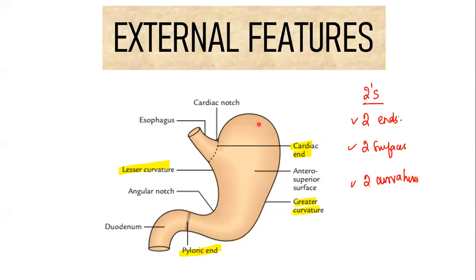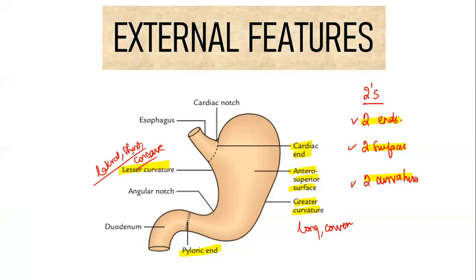And I have got 2 surfaces, the antero-superior surface and the postero-inferior surface. So you have got an anterior surface and a posterior surface. So 2 ends, 2 surfaces and 2 curvatures. You can include 1 or 2 points about each. Lesser curvature is the lateral short concave border. Greater curvature is the long convex border, right? So this is the long convex border. This is the lateral short concave aspect, so that is your lesser curvature. These are some of the points that you must include with respect to external features.